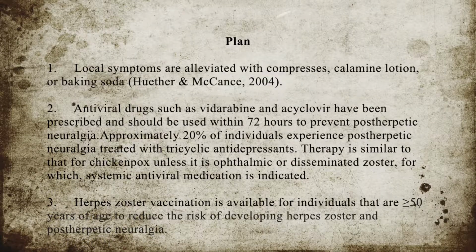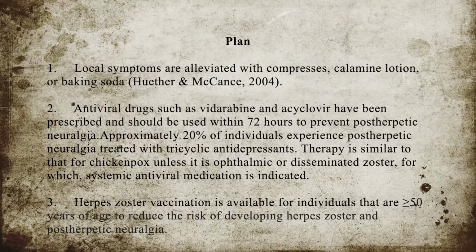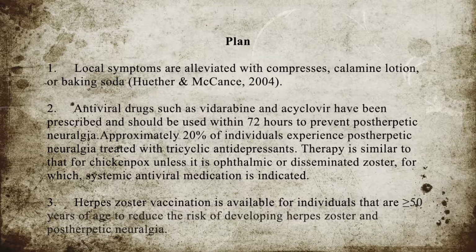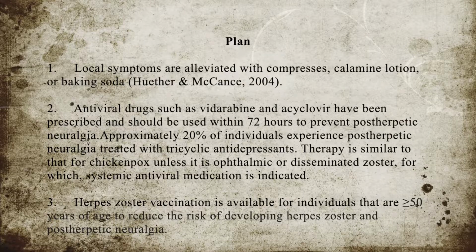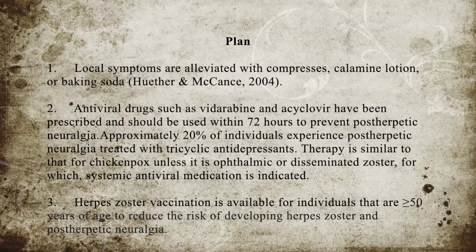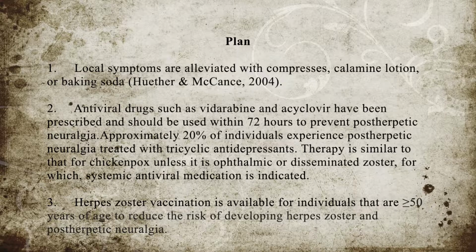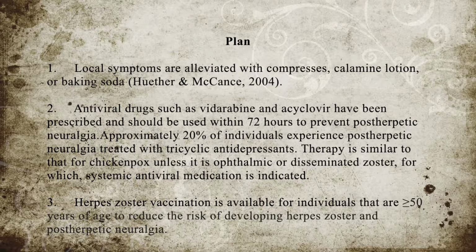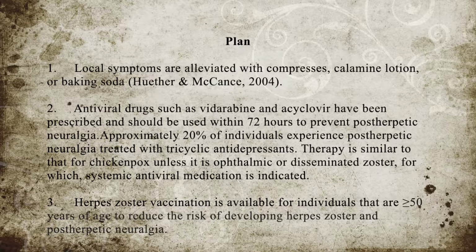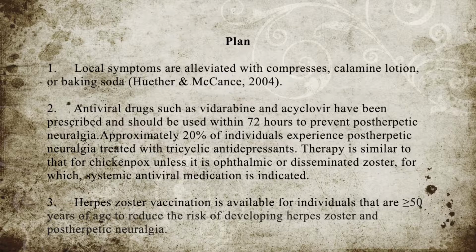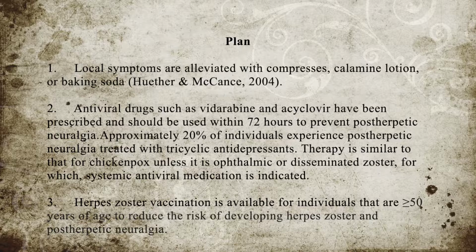For the plan, local symptoms are alleviated with compresses, calamine lotion, or baking soda. Antiviral drugs, if necessary, such as vidarabine and acyclovir, with acyclovir usually being used and should be used within 72 hours to prevent postherpetic neuralgia. And then herpes zoster vaccination is available for individuals who are more than 50 years of age to reduce the risk of developing herpes zoster and postherpetic neuralgia.